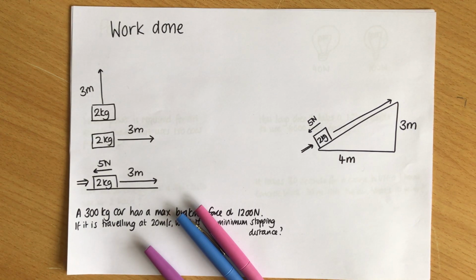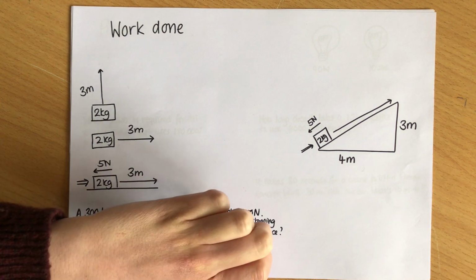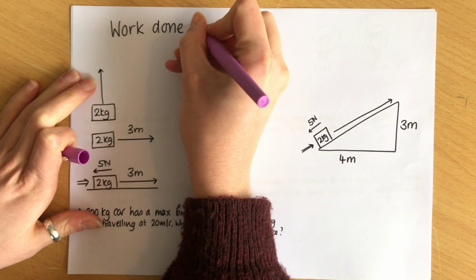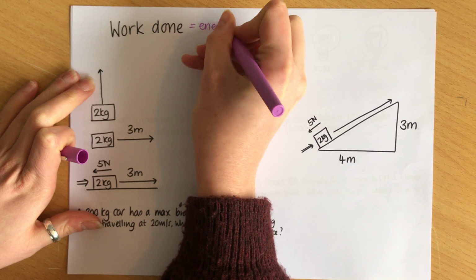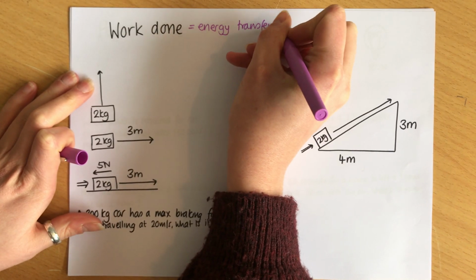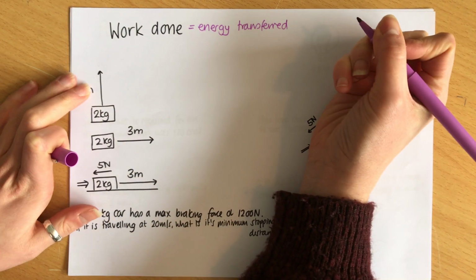Okay, so in physics, when we talk about work done, it's a little bit different to what work means in the everyday world. Normally, work is when you do something, and to an extent, it's the same in physics, like you've got to do something to do work. But in physics, the definition of work done is energy transferred. So whenever energy is transferred from one store to another, work is done.